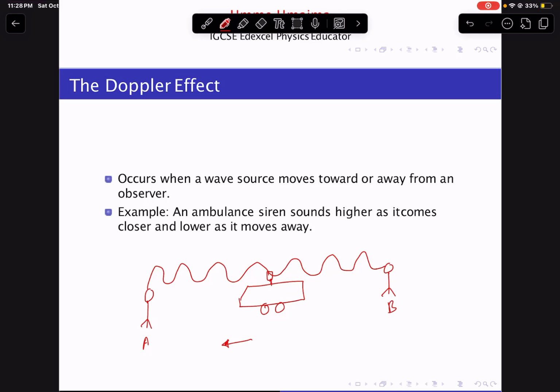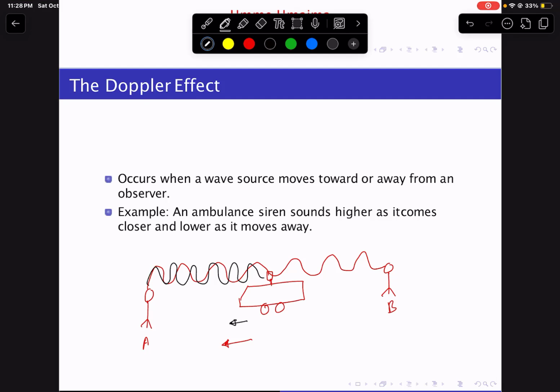Now as the car is moving towards observer A, what will happen to the waves? We will find that the waves, as they move in this direction, are being compressed like this, and as the car is going away from observer B, we'll find that the waves are being stretched at the back. This phenomenon of the wave is called the Doppler effect.